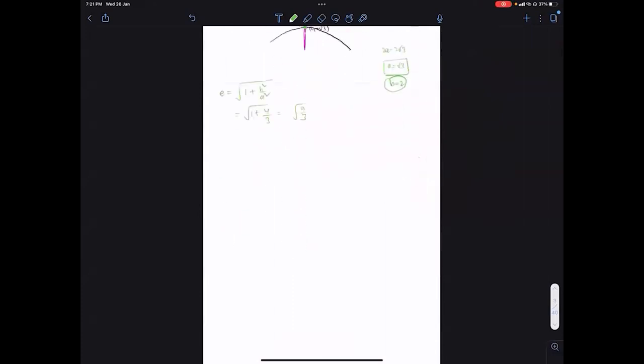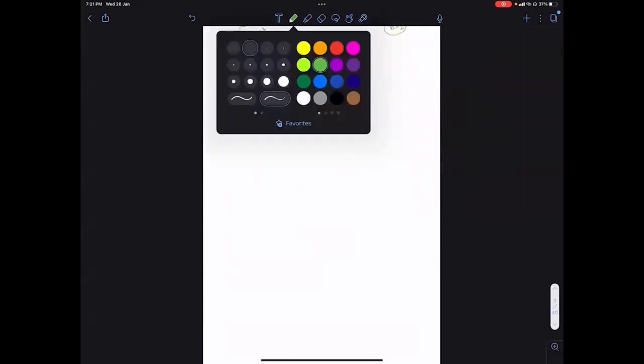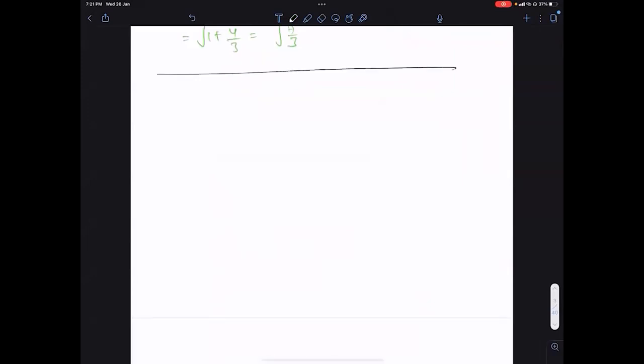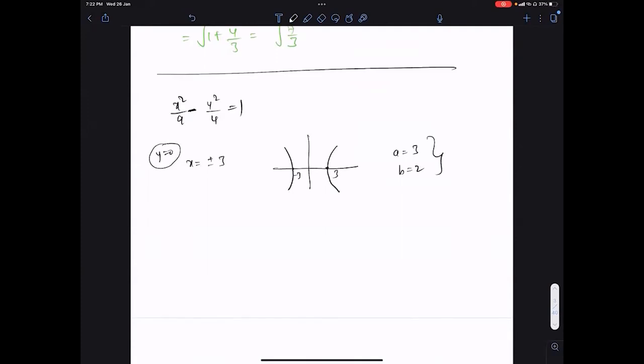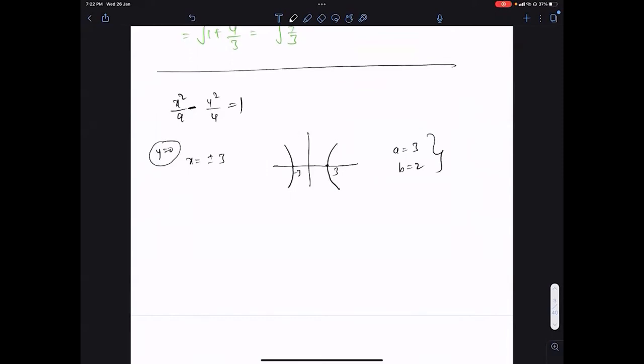Fine. So let me just give one more example. Let's say we have x square by 9 minus y square by 4 equals 1. Now, if you put y equals 0, you are getting real x, plus or minus 3. So what will be your a? 3. b will be the other quantity, which is 2. From here, everything you can find. Normally, this confusion will be there for the students. I just wanted to clear that.